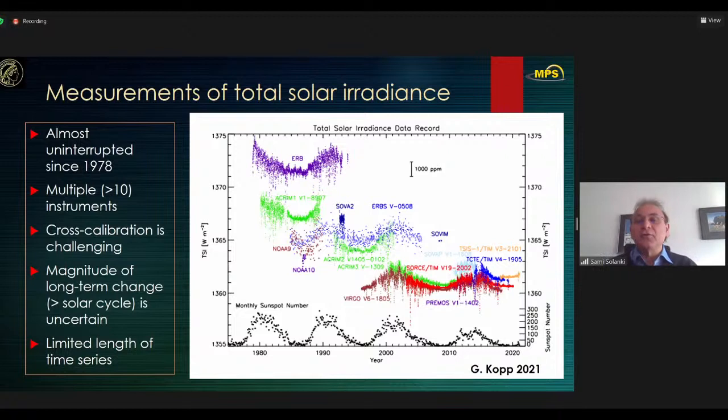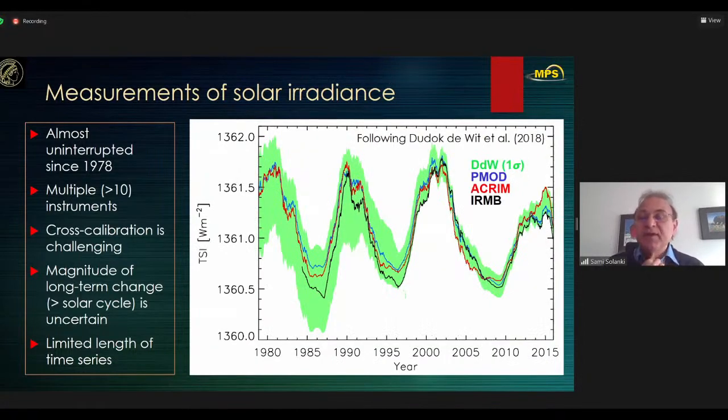You also see that although measurements were almost uninterrupted, more than 10 different instruments have done the measurements. They show differences from each other, and cross-calibration between them is pretty challenging. The magnitude of the long-term change, long-term meaning longer than the solar cycle, is quite uncertain, and even the sign. So what you see here in this plot, based on work by Thierry Dudok de Wit and co-workers, are three different reconstructions or combinations of the measurements from the various instruments. These are the three colored curves. And the green shaded area shows the uncertainty, 1 sigma, only 1 sigma.